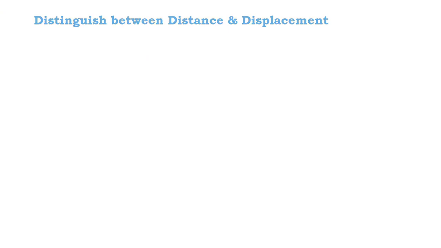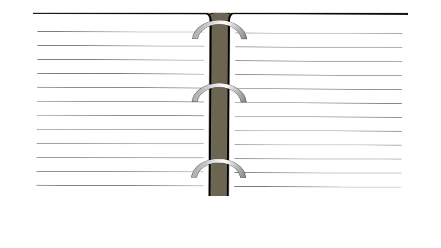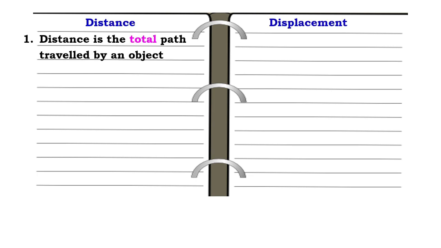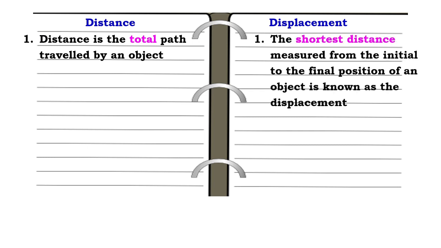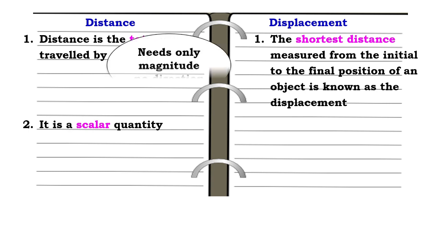So we'll make a note of it, distance and displacement. Distance is defined as the total path traveled by an object, whereas displacement, this is the definition we are writing, is the shortest distance measured from the initial to the final point of an object. Distance is a scalar quantity. We do not have to make any direction sense, because all we have to write is the magnitude, which should be positive only. So it has no direction sense.